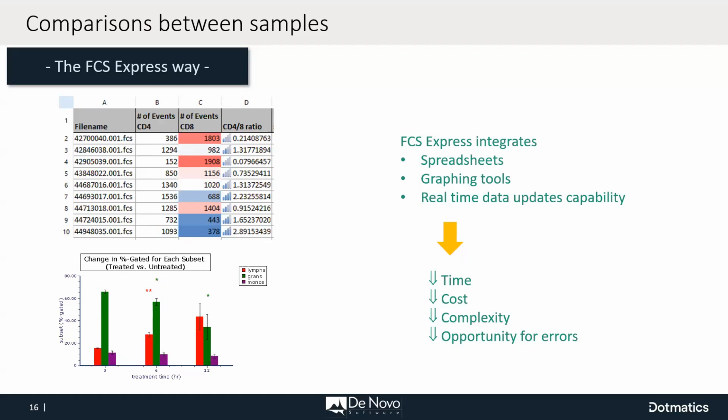We are saving complexity because we're not working through various different tools. And because there's no copy and paste, that is importantly reducing the opportunity for errors. I guarantee if you're copying and pasting over and over again every day, someday you're going to make a mistake. We're all humans, right? And FCS Express is designed to overcome that with the efficiencies that we offer in the software.